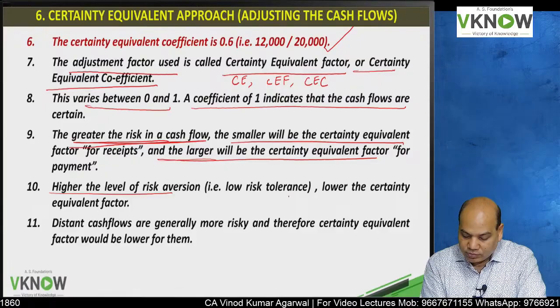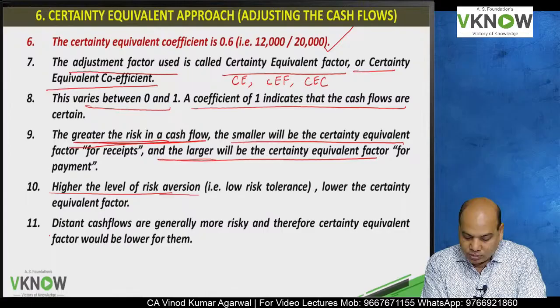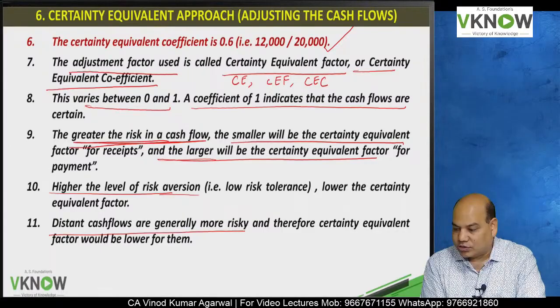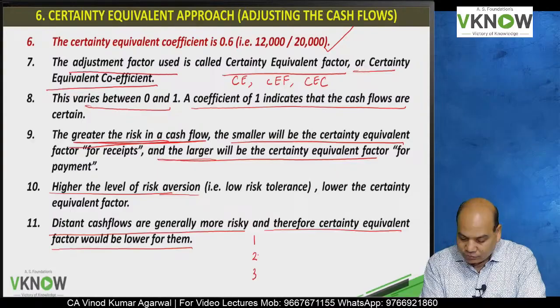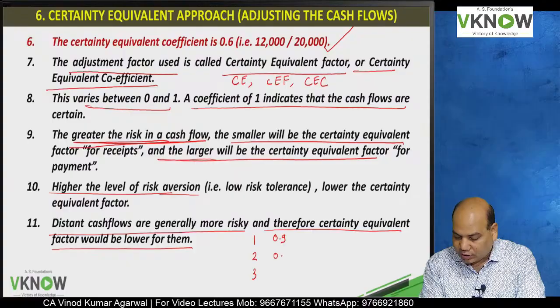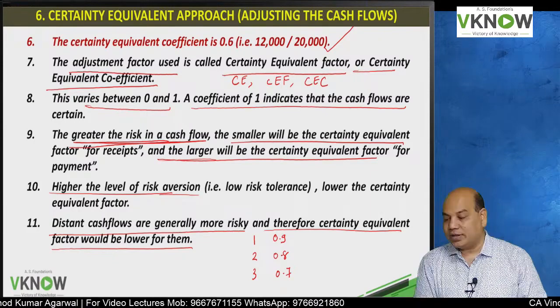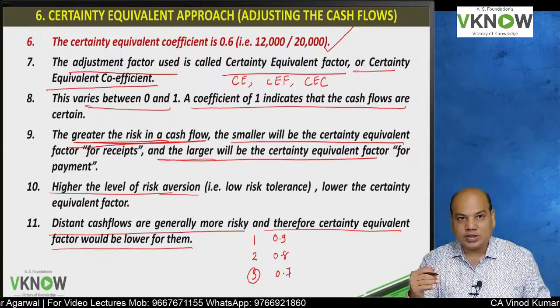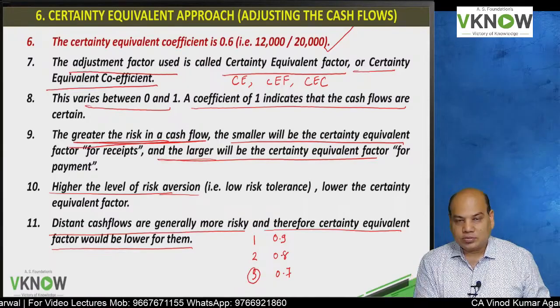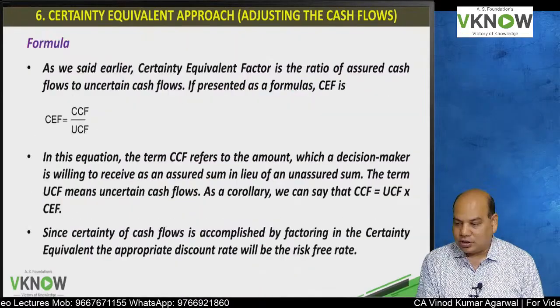Higher the risk, smaller will be the CE, and larger the CE, the risk will be less. Distant cash flows are more risky, therefore certainty equivalent factor would be lower for them. For example, certainty equivalent factor can be 0.9 for year 1 cash flow, 0.8 for year 2 cash flow, 0.7 for year 3 cash flow. As we go into distant future, the risk will increase, uncertainty will increase, and certainty equivalent factor will decrease.